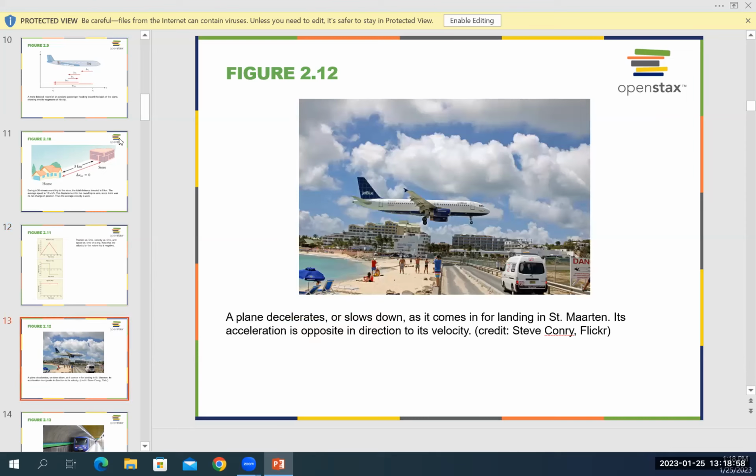That is a fun airport to land at, St. Martin.